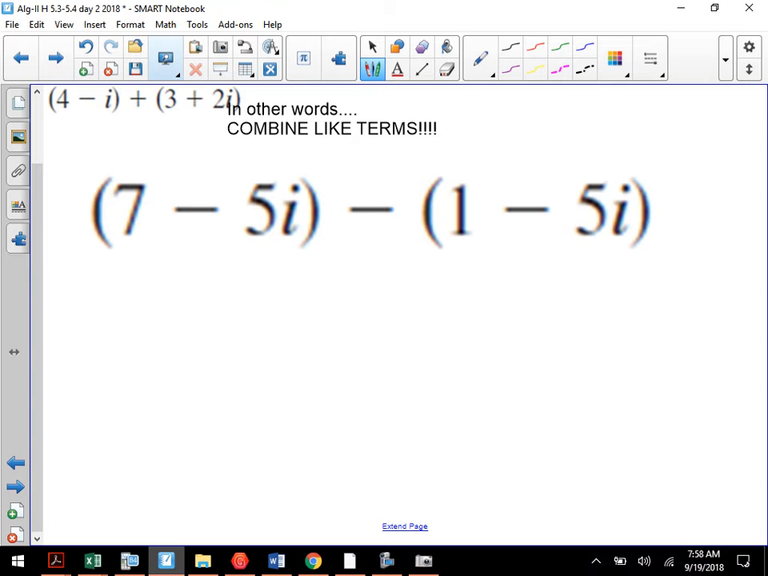What I have to do here is I can't just combine my like terms. Here, since there is a subtraction symbol in front of the parentheses, you have to distribute it to both pieces. That's the trick. That's the only trick you have to worry about, here and here. 7 minus 5i minus 1 plus 5i. What's your answer? 6.